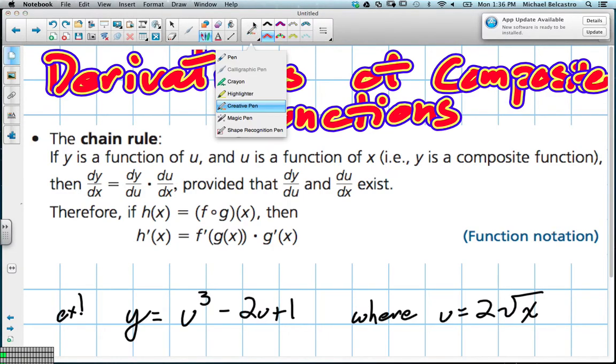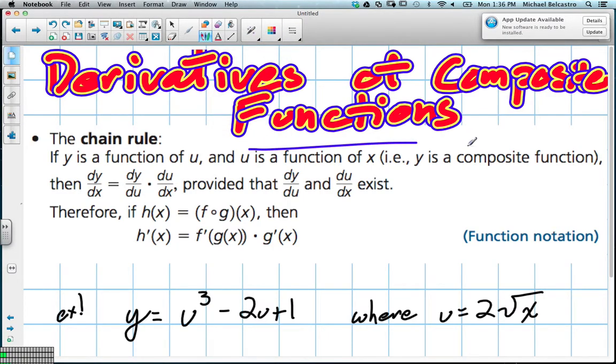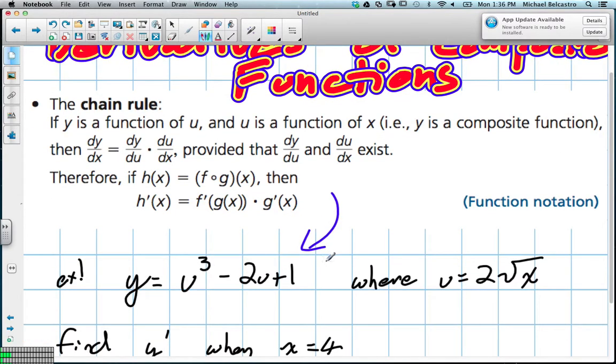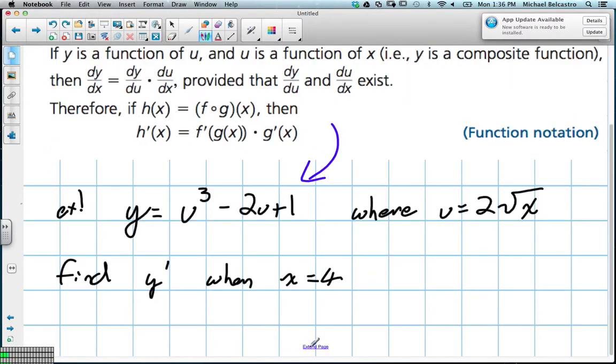Derivatives of composite functions. They've given you an explanation here saying that if h of x is a combination of a function within a function, then the derivative is the derivative of the outer function with the original function inside, multiplied by the derivative of the inner function, which is very similar to the chain rule. They've gone about solving this in your book this way, and I'm going to show you a second way to solve this.